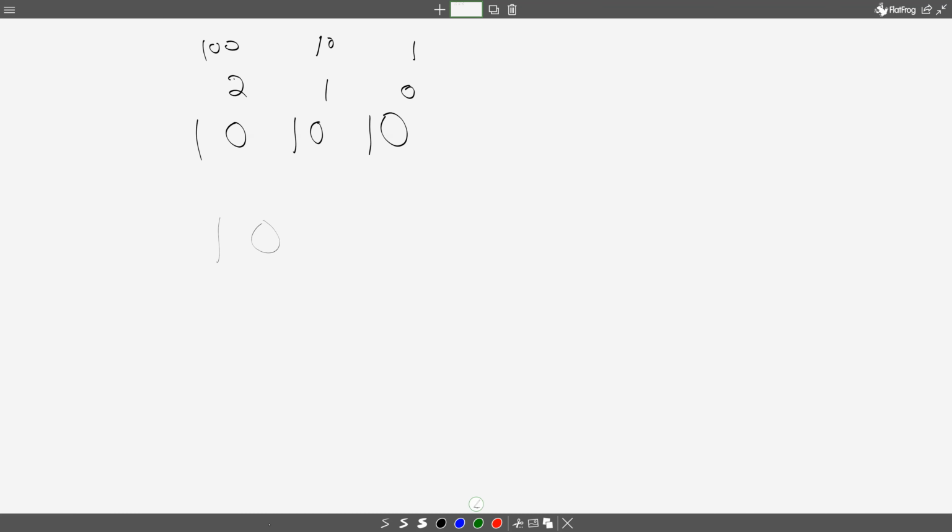So again, if we had 101, that's really 1 in the 1s position, none in the 10s, and 1 in the 100s position. So when you look at this, it's 100 plus 0 plus 1, which equals 101 in base 10. So let's put a 10 up here so you know it's base 10.